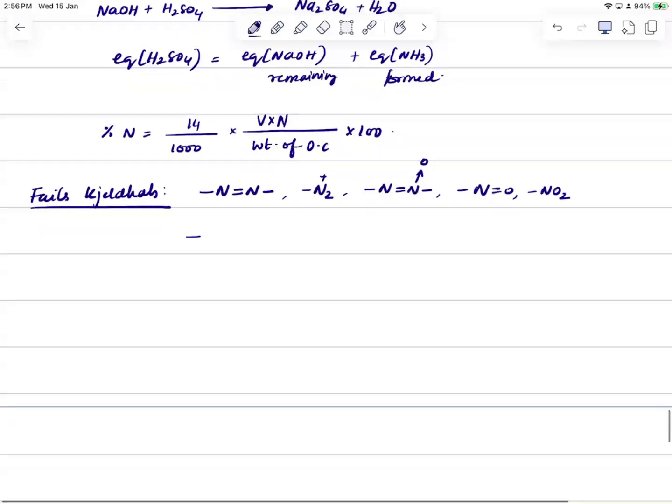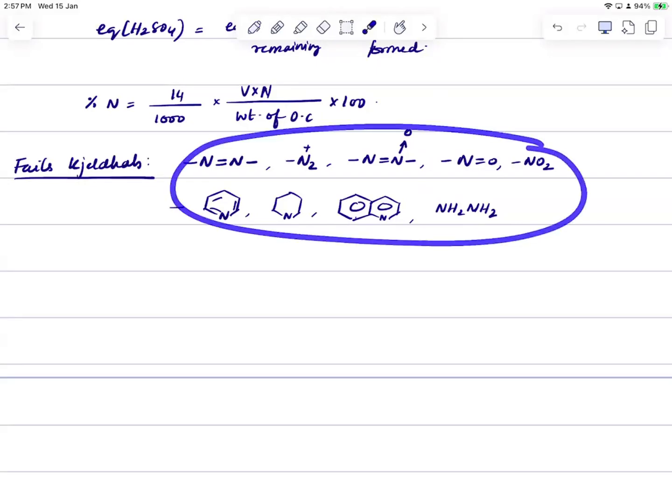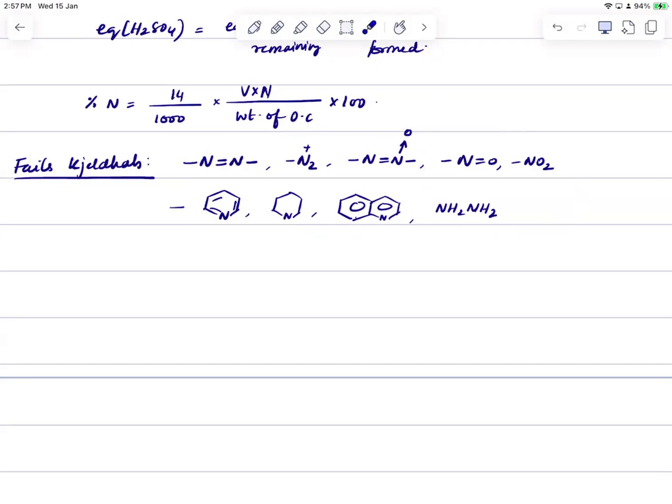Then if you have nitrogen present in a ring form, even if there is no aromatic nature, then also this ring is not going to give ammonia. Next, quinoline, which is benzene fused with this ring. This will not give that. Other than that, hydrazine, NH2, NH2. Even this will not give ammonia completely. So these are those compounds which do not give Geldahl's. Rest of them will give Geldahl's.